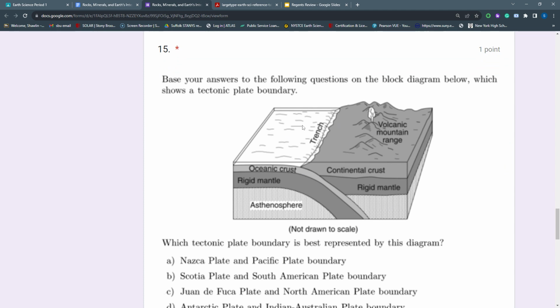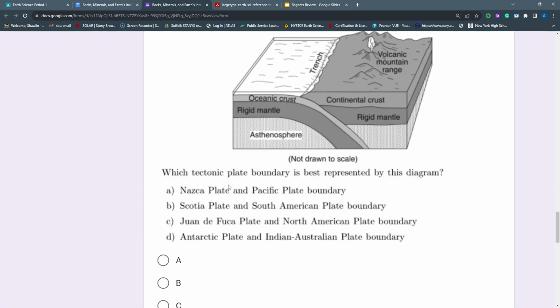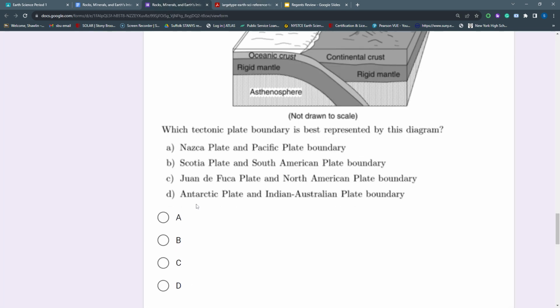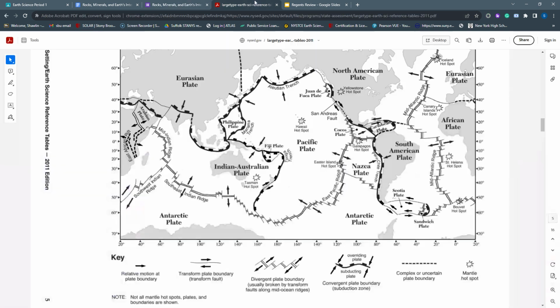Notice that in this diagram, the oceanic crust is going under the continental crust. We're forming a trench and volcanoes or volcanic arcs. Notice convergent boundaries create mountains and trenches and volcanoes and even earthquakes. So this must be a convergent boundary. So which tectonic plate boundary is best represented by this diagram? I have to look for a convergent boundary in my reference table right here. The correct answer is C, Juan de Fuca plate and North American plate.